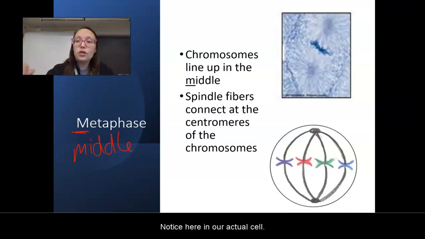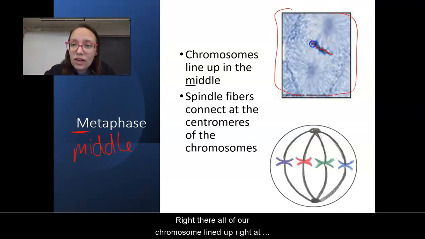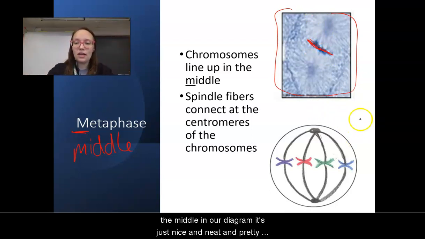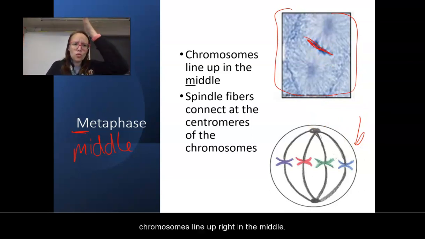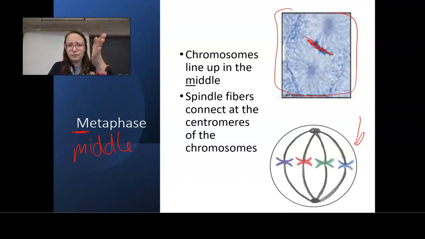So notice here in our actual cell, right there are all of our chromosomes lined up right at the middle in our diagram. It's just nice and neat and pretty. But in our actual cell, it's pretty neat, right? Those chromosomes line up right in the middle.